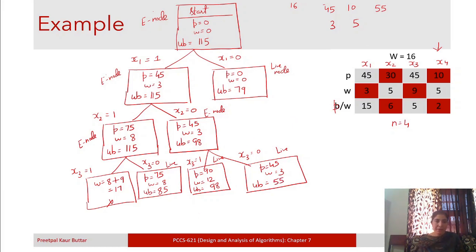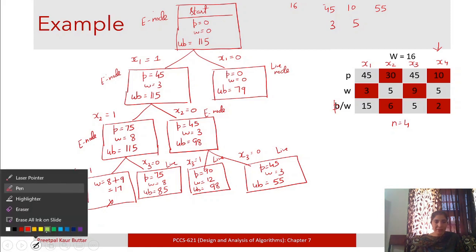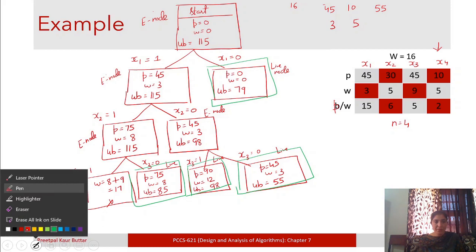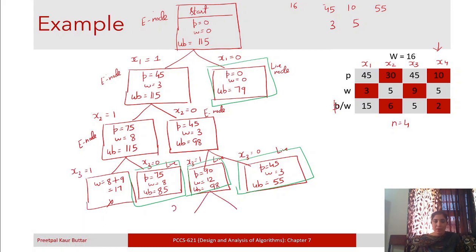Now out of all these live nodes, this one we have explored. So the live nodes are this node here, and this one, and this one. Out of these, let me mark them with a different color. This one is a live node, this one is another live node, and this one is another live node. Out of these, the maximum upper bound is at this node where x3 is 1, so we can explore this node now. Here we will take a decision about x4. x4 can be 1, x4 can be 0.